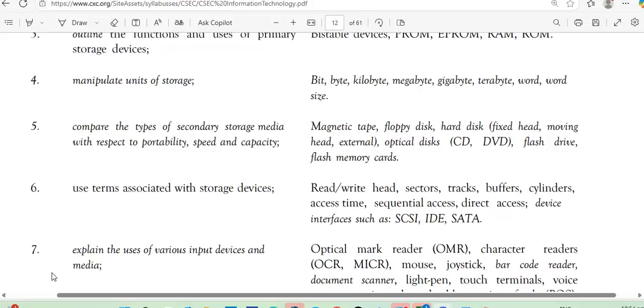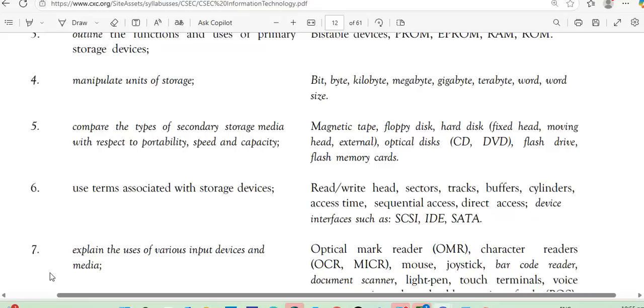What are tracks? Tracks are circular paths on a hard disk drive surface where data is stored. Each track is divided into sectors. And cylinders are a group of tracks on a hard disk drive that are located at the same position on each disk platter. Cylinders are used to organize data and improve access time.